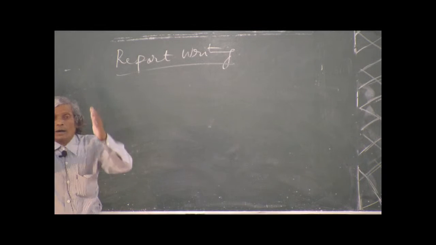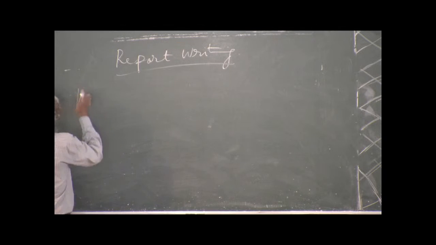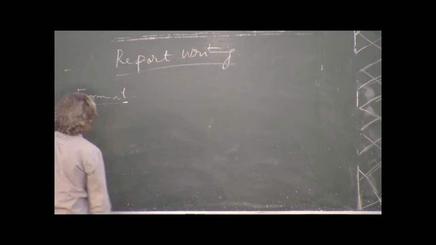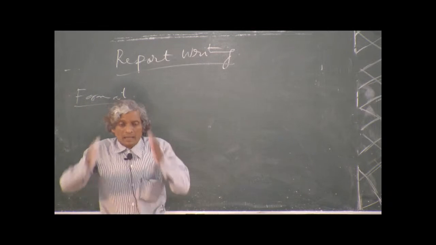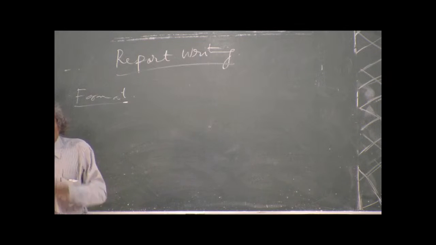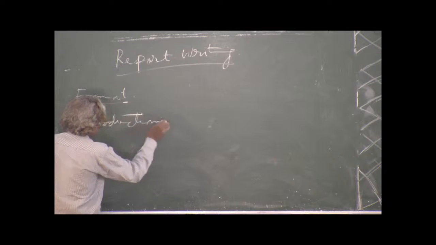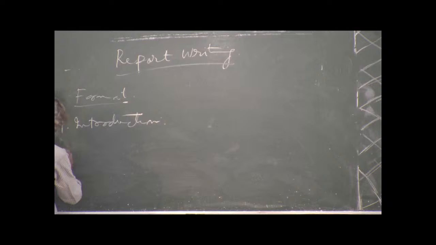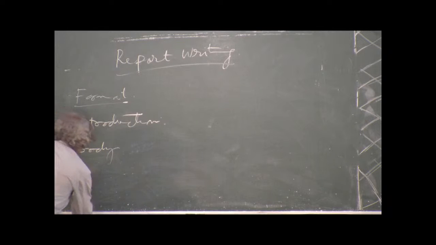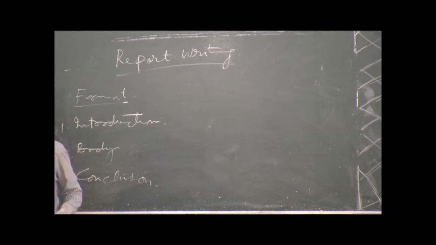Now, the format of a report. रिपोर्ट का क्या फॉर्मेट होना चाहिए? A report consists of 3 parts. रिपोर्ट के 3 पार्ट्स होते हैं. Number 1, introduction. Number 2, body. And number 3, conclusion. Introduction, body and conclusion. These are the 3 parts of a report.